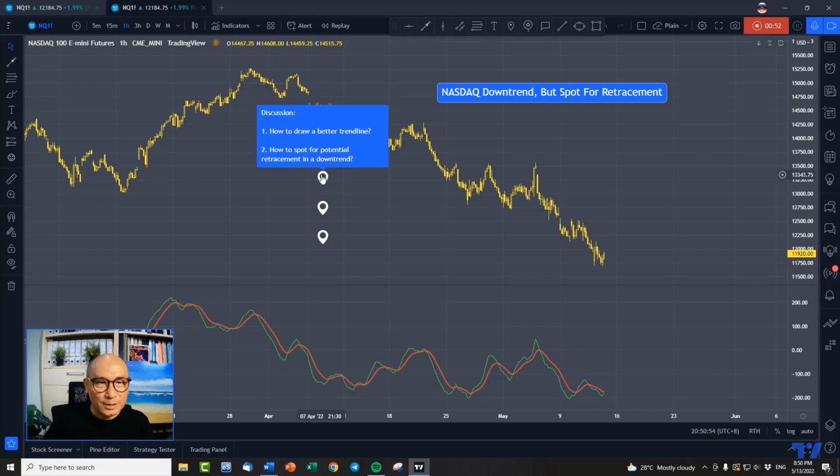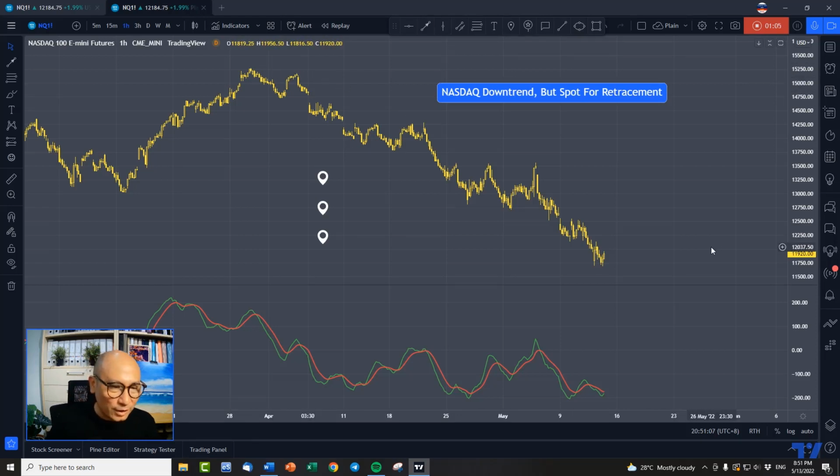Now, the first point that we're going to discuss is how to draw a better trend line. We could see that this is a 60 minutes E-mini NASDAQ, and this is a downtrend. The rule about drawing a downtrend line is that we try to find the significant high points. There's one significant high point here, two significant high points here, and three significant high points here. To draw a downtrend line, the best is that we could find at least three significant high points. If not, the more, the better it is.